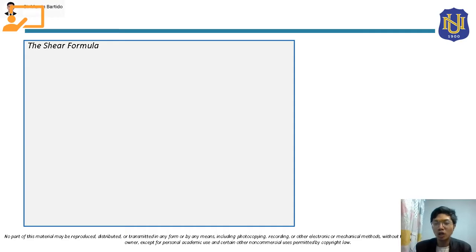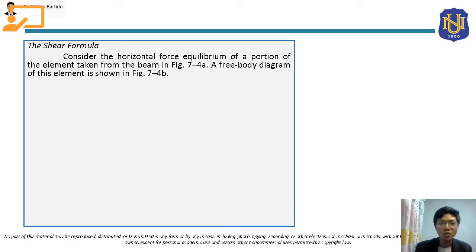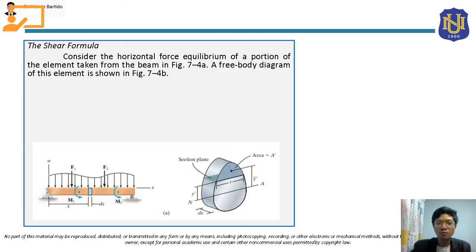Okay, so this time we are going to derive the shear formula that we are going to use to solve shear stress in beams. Okay, so because the strain distribution for shear is not easily defined as in the case of axial load, torsion, and bending, we will develop the shear formula in an indirect manner. Okay, so to do this, we are going to consider the horizontal force equilibrium of a portion of the element taken from the beam in figure 7.4a.